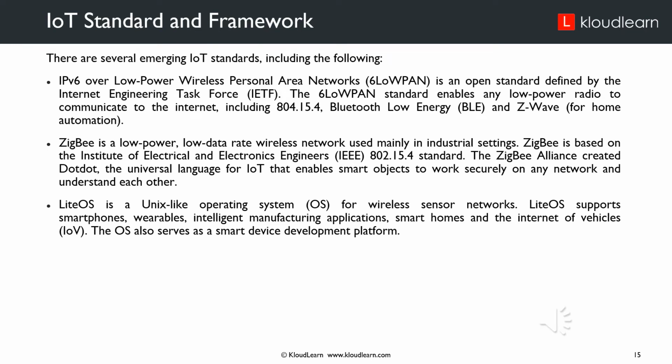Zigbee is a low power, low data rate wireless network used mainly in industrial settings. Zigbee is based on the Institute of Electrical and Electronics Engineers 802.15.4 standard. The Zigbee Alliance created Dotdot, the universal language for IoT that enables smart objects to work securely on any network and understand each other.